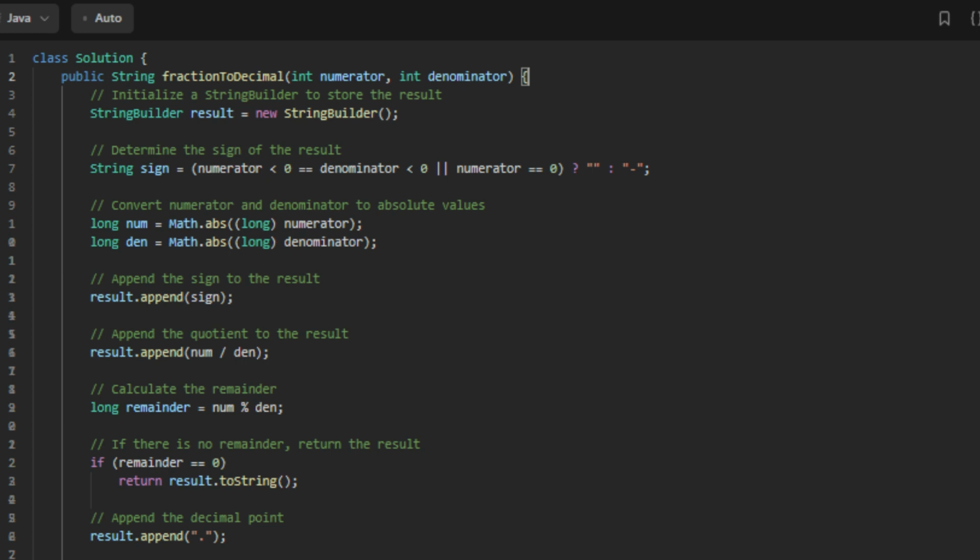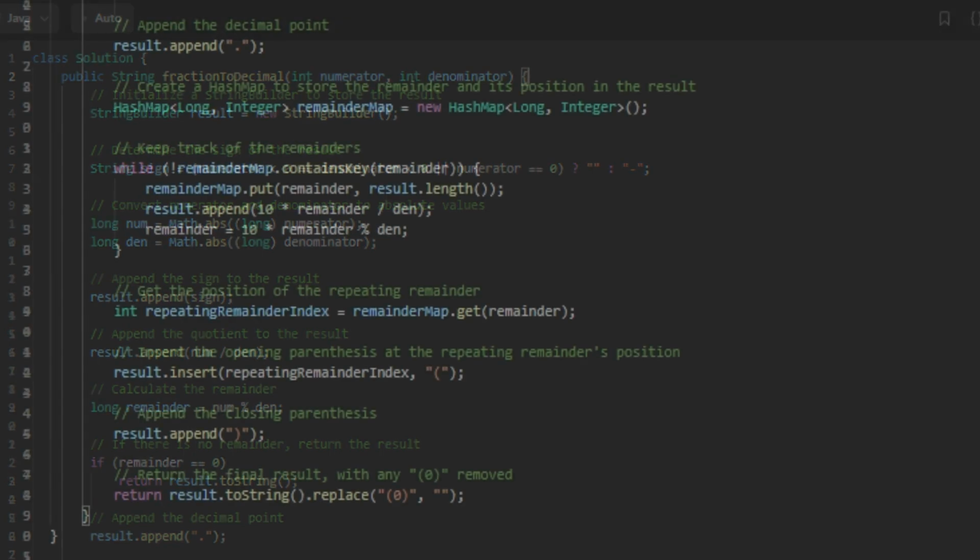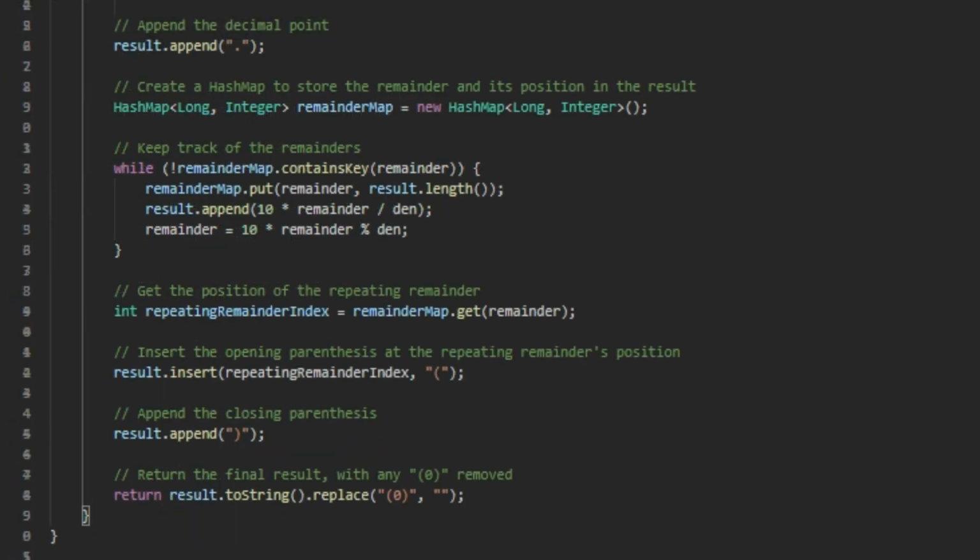Next, it converts the numerator and denominator to their absolute values and appends the quotient, numerator divided by denominator, to the result. It then calculates the remainder, numerator modulo denominator, and checks if it is 0. If it is, the result is returned as is. If not, the code appends a decimal point to the result and starts a loop to calculate the decimal representation.